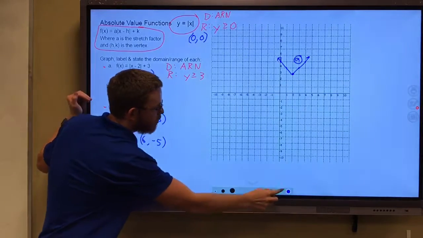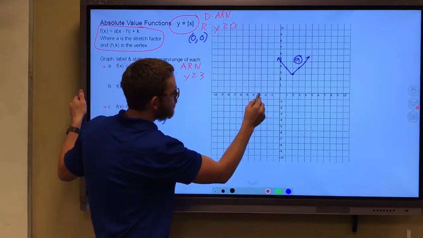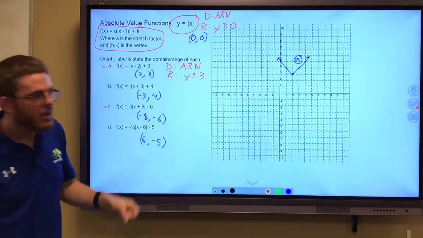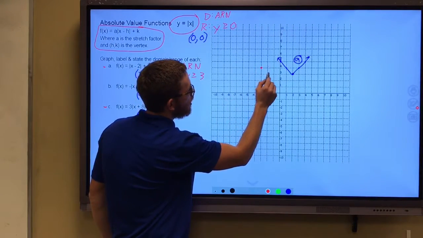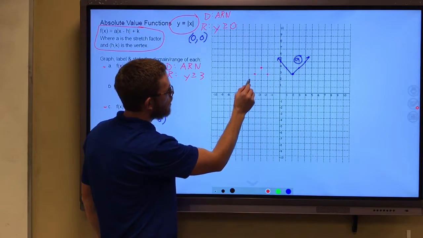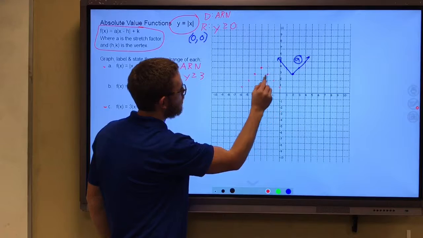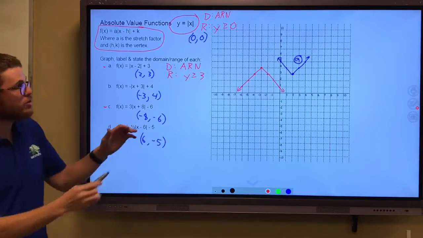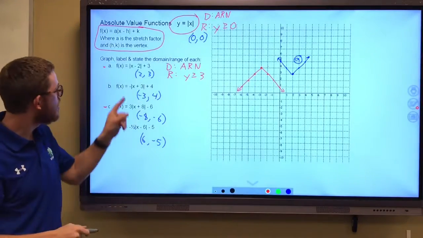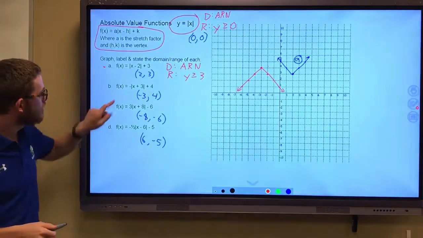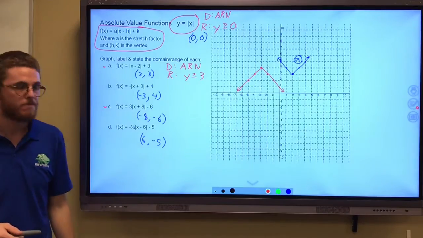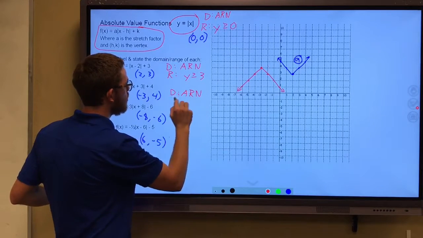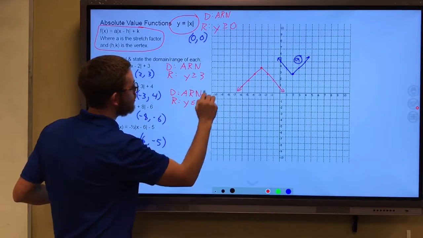For B, let's look at B. Our starting point is negative 3, 4. And notice my A value is a negative 1. As I go over in either direction, I'm going to go down 1. Over 1, down 1 in each direction. That creates my V shape. Yes, it is opening down, but it's just as wide as our original parent function because that is a 1 for A. This is just negative, so it flips it upside down. It reflects over the x-axis. Our domain is all real numbers. Our range is all y values less than or equal to 4.